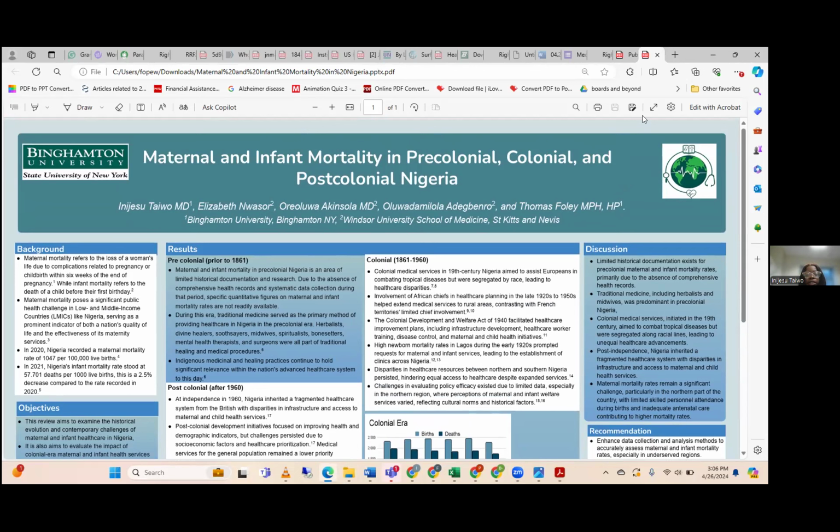So I decided to do research on this topic because I'm interested in maternal and infant mortality, and I wanted to evaluate whether there have been any changes during any of these eras and see how the colonial era might have impacted the current state of maternal and infant mortality rates in Nigeria.